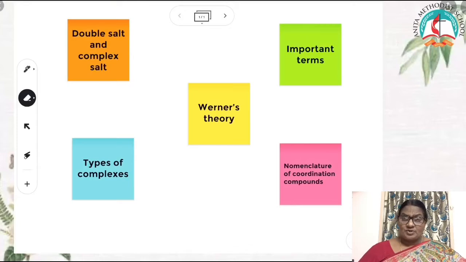Why is this chapter so important? Coordination compounds find application in the field of medicine, in the field of catalysts. Most of the catalysts which we use are only D block elements or transition elements. Hemoglobin is a coordination compound of heme. Chlorophyll contains a magnesium coordinated compound, and therefore these substances are very, very important, and it is needed that we learn their structure and properties.